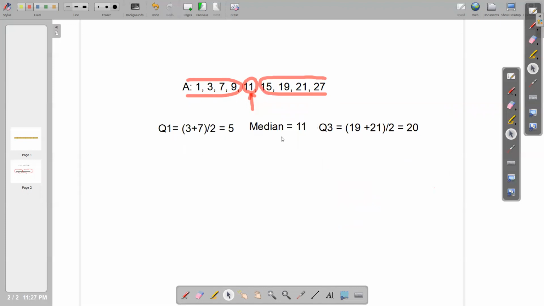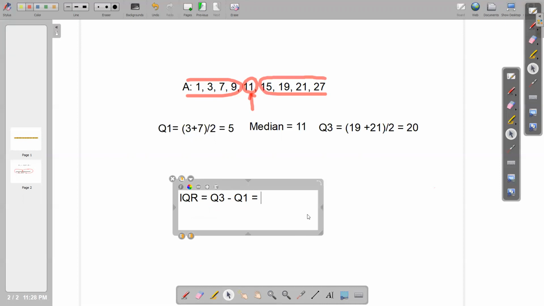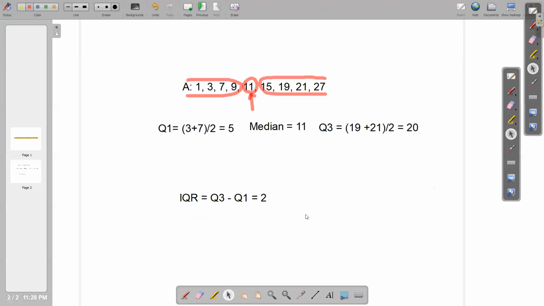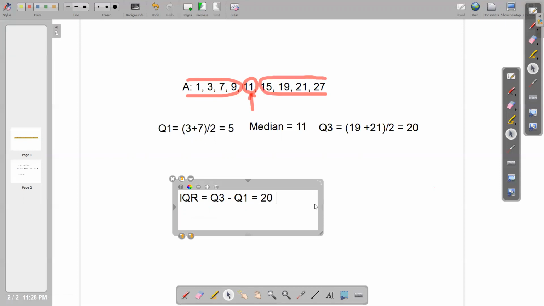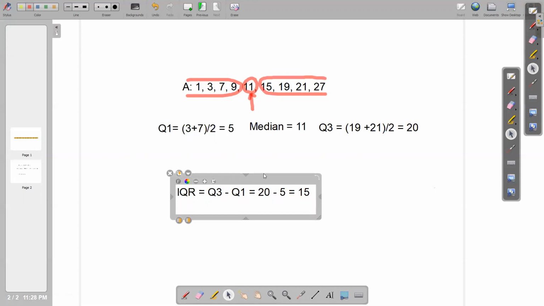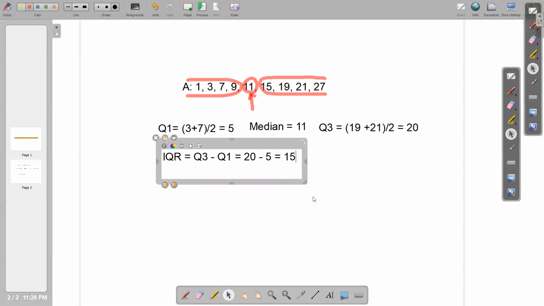So you have Q1, median, and Q3. Then we can find IQR very quickly because IQR equals Q3 minus Q1, right? That's the formula. So Q3 is 20, Q1 is 5. So we know IQR is 15. So that's how we find IQR. Okay.